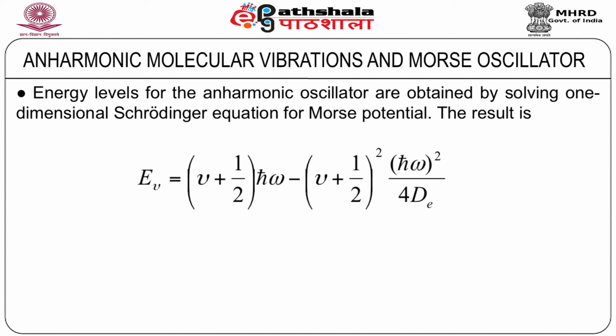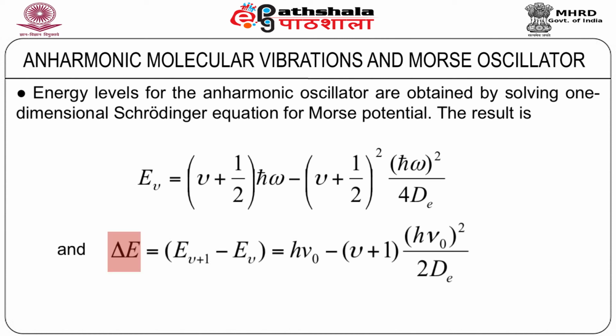But in real life, that doesn't happen. This dissociation energy, as I said, is about 4 to 5 electron volts, and therefore this term becomes more and more important as we go to higher and higher levels of vibration.